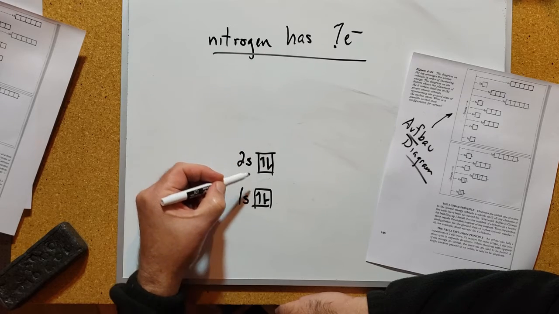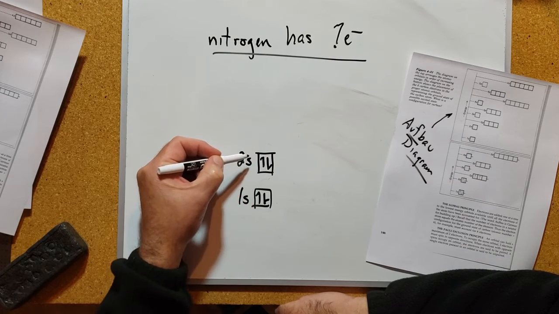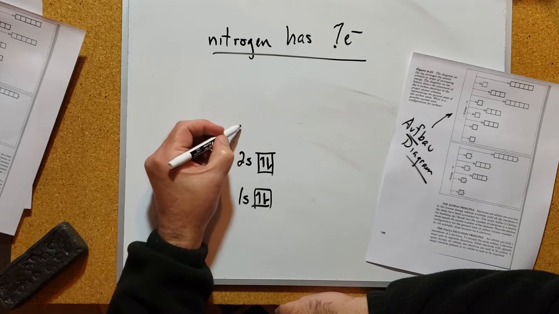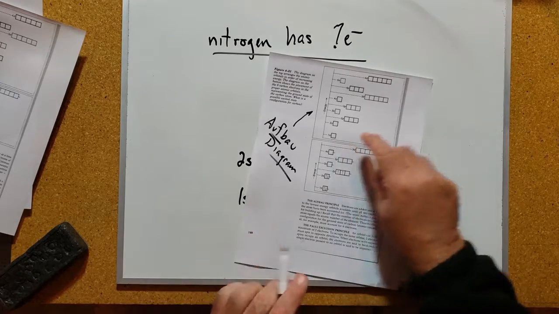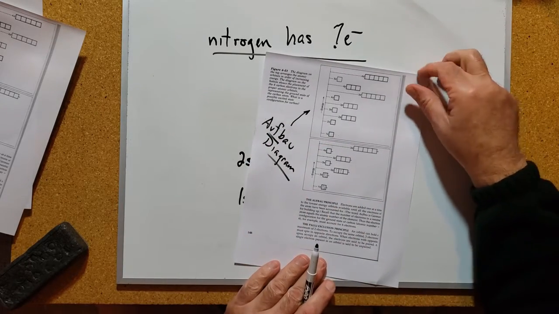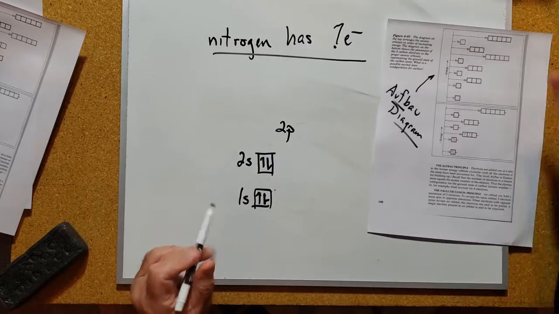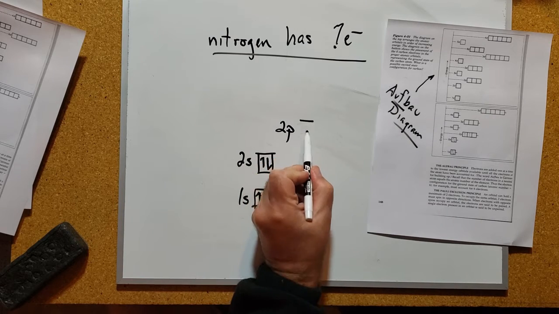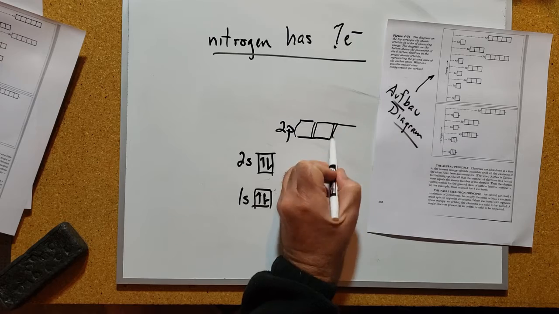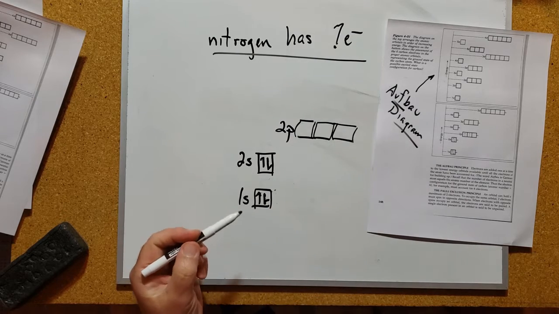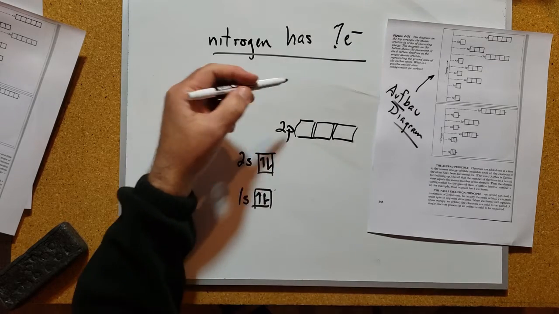Well, what's the next orbital energy-wise? The next one just above the 2s is the 2p. Now they have it shifted over a little bit on the diagram. You'll see that shifted that way, but that doesn't really mean much of anything. They do it just to make a nice looking chart there. All right. So I have to put 3 electrons in here.